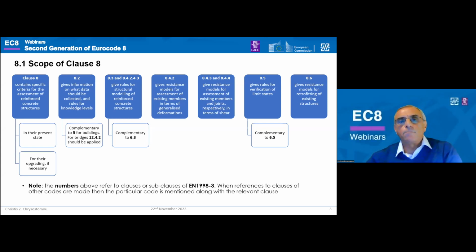Then we have 8.42, which gives resistance models for assessment of existing members in terms of generalized deformations. 8.43 and 8.44 give resistance models for assessment of existing members and joints respectively in terms of shear. Then 8.5 gives the rules for verification of the limit states, complementary to those of 6.5. And 8.6 gives resistance models for retrofitting of existing structures, as the ones that Professor Kappos mentioned. I just wanted to say that the numbers above 2 clauses or sub-clauses refer to EN 1998 part 3. When references to other clauses are made, then the particular code is mentioned.